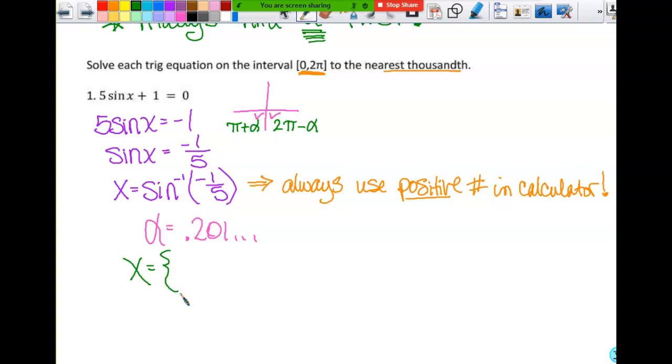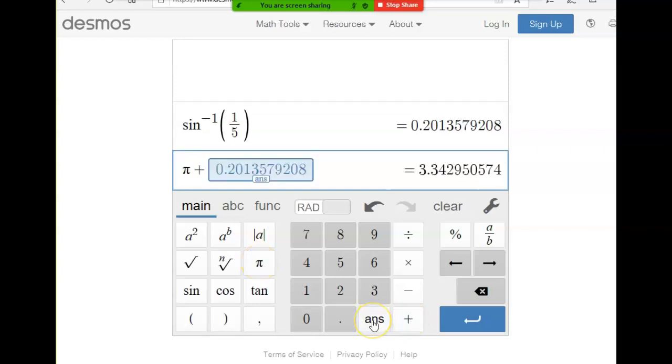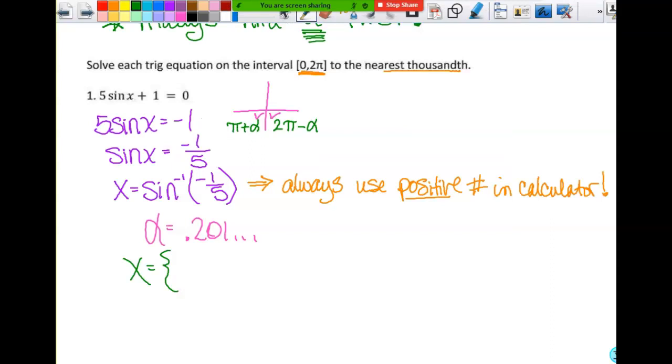So on my calculator, that's alpha. So I'm going to do pi plus the answer, and I'm not hitting enter. And I'll show you why in just a minute. Because if I have an 84 or one of those, if I don't hit enter, I don't see the answer. But on this one, it shows me the answer. So I'm just going to leave it. I have not hit enter. My answer is 3.343. This one I am rounding because it's my answer. 3.343, no dot, dot, dot, because it wouldn't make any sense.